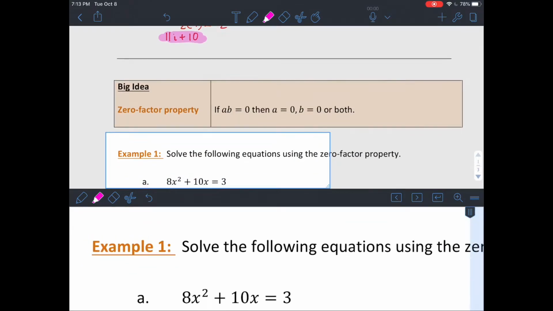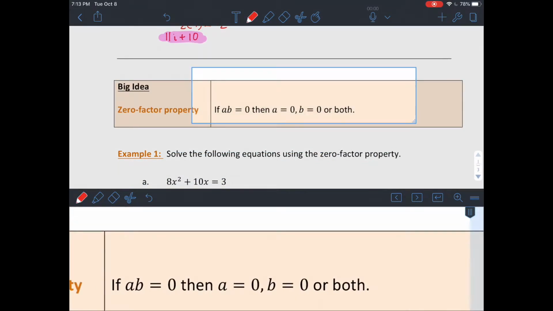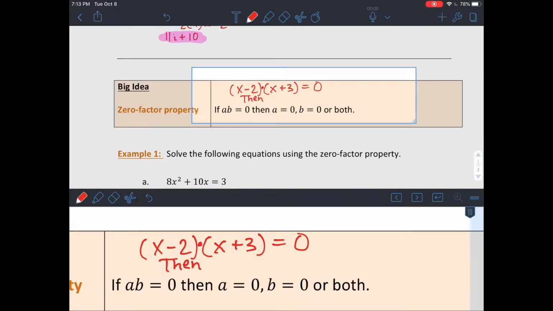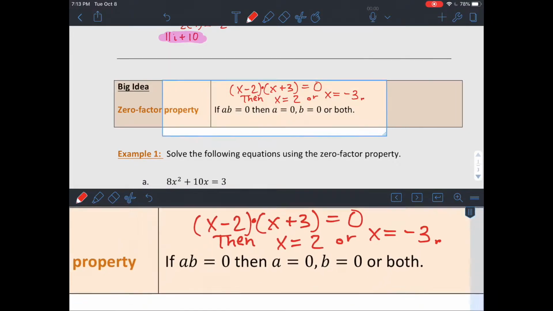Solving some quadratic equations, we're first going to solve using the zero factor property, which basically just tells you that if you have two things that are being multiplied together and you know the result is 0, then either one or both of the two things that are being multiplied has to be equal to 0. So for example, if I have those two binomials multiplied together, either x is 1 or -3.